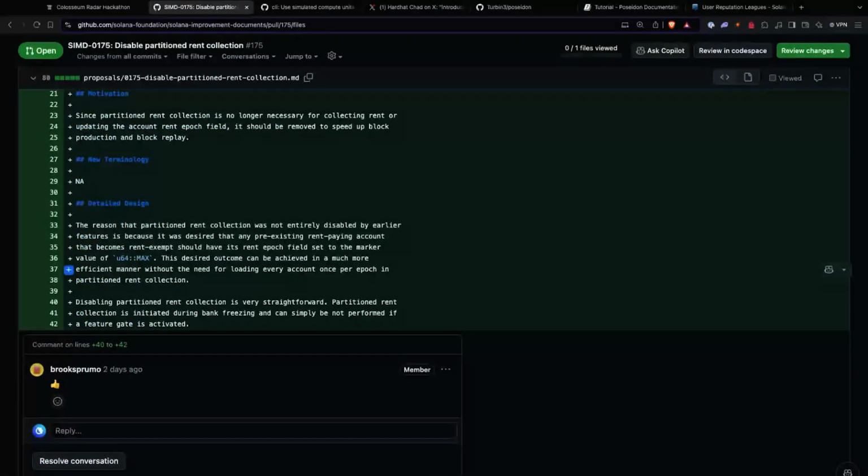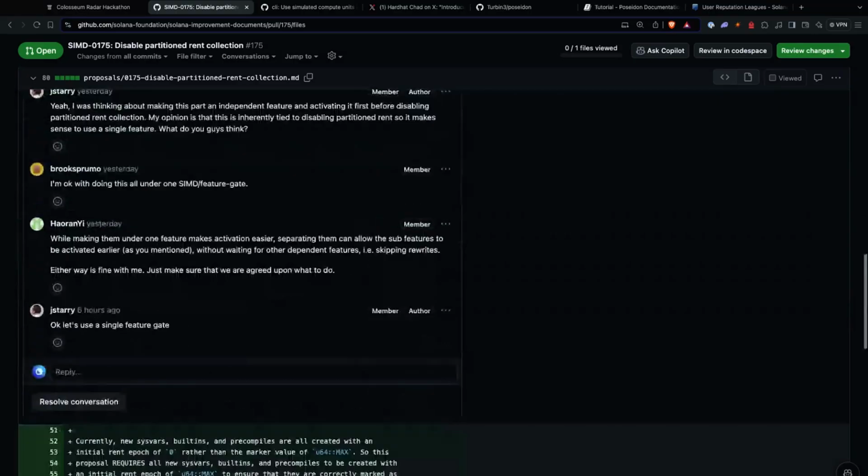This suggested SIMD is basically to remove part of the code base that isn't really used anymore because all accounts are required to be rent exempt. It will adjust the way the rent epoch information is stored and calculated in the future. And the really cool thing, as you can read from Jay Starry, is that once this is merged and live, it actually speeds up block production and block processing. Some of the checks that are currently being performed just don't need to be performed anymore, so they get ripped out.